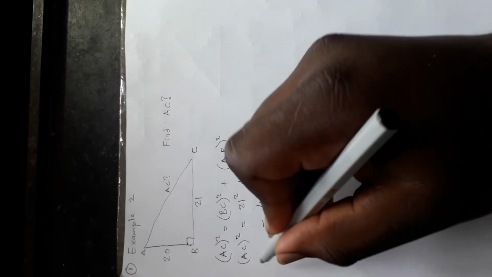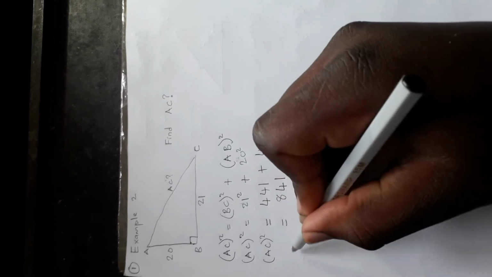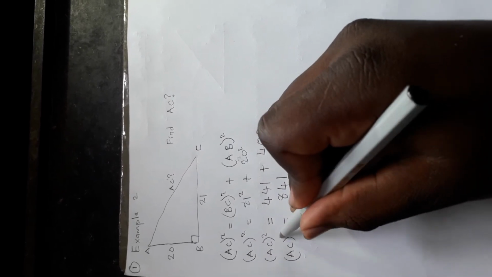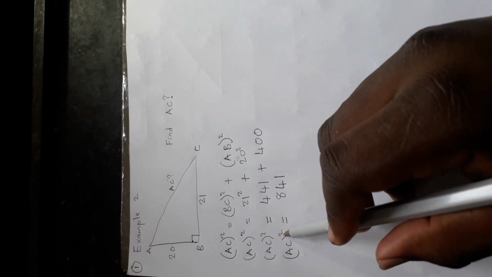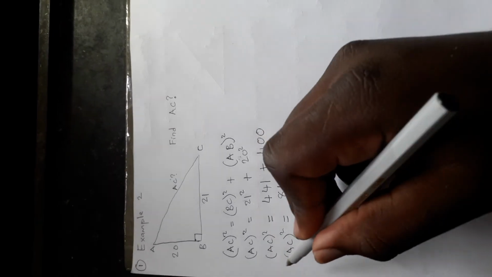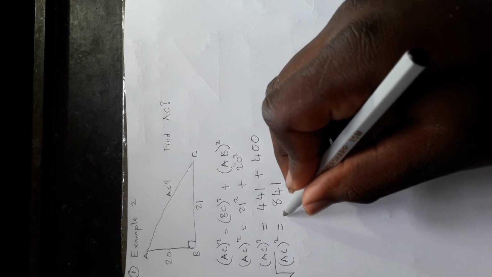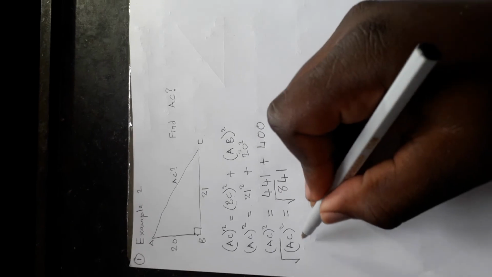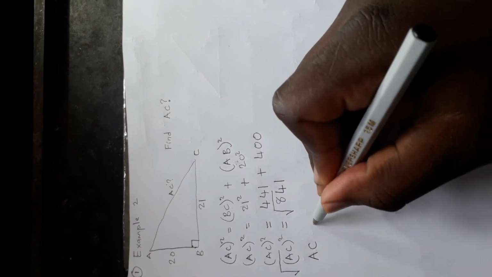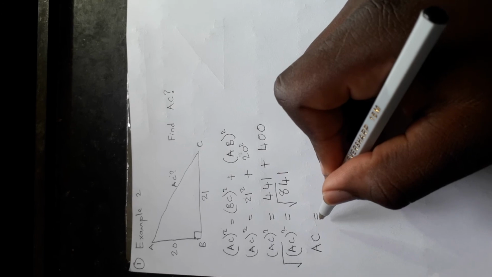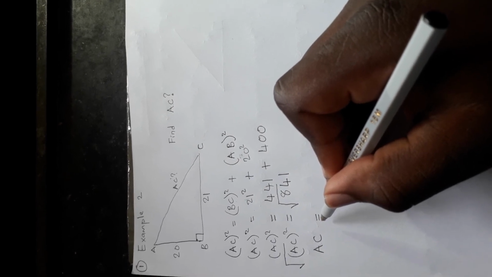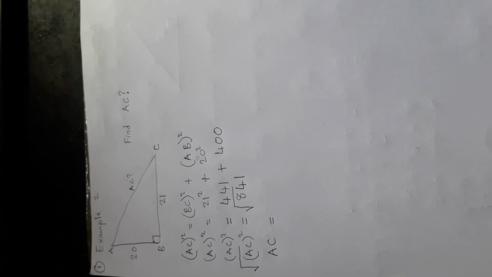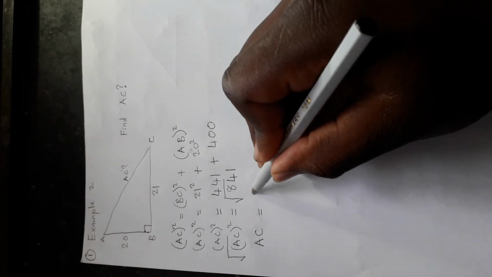841. And here we can actually follow through with just writing AC squared. What do we do if we want to remove the squaring effect? What we do is we introduce the square root. The square root of AC squared is just AC. What is the square root of 841? Your calculator in this case should help you to find 29.